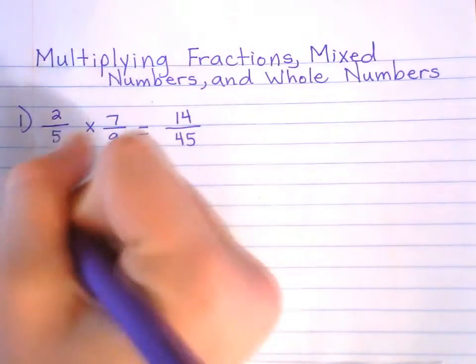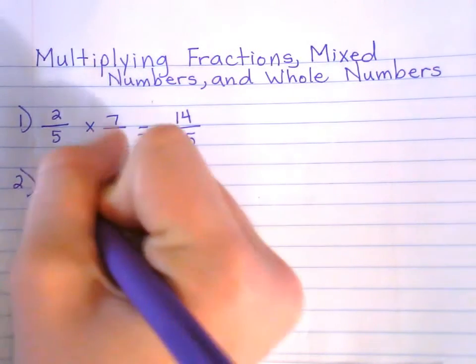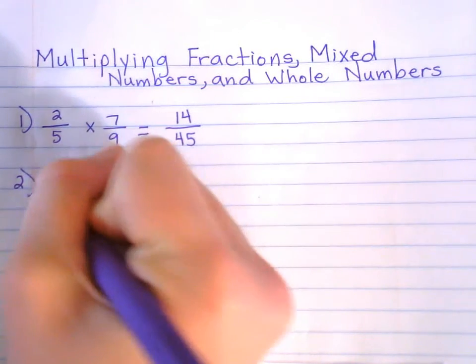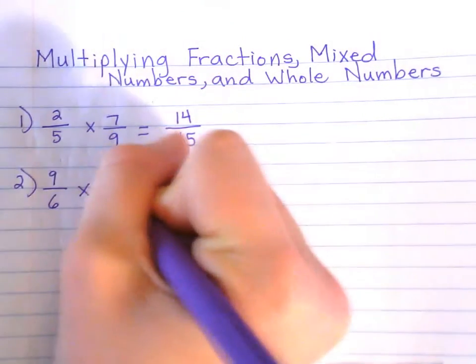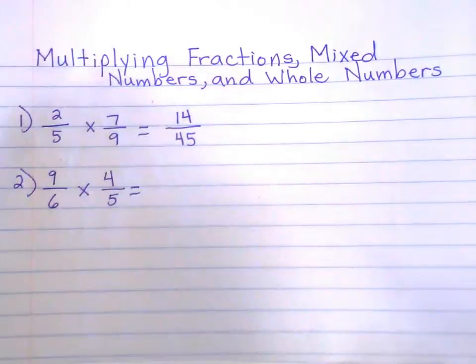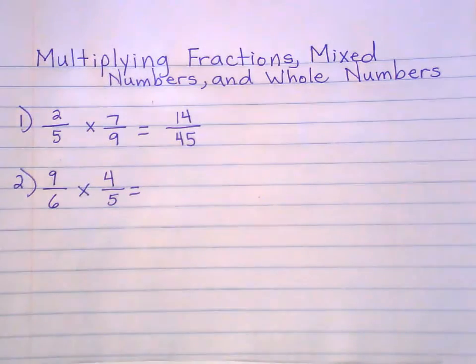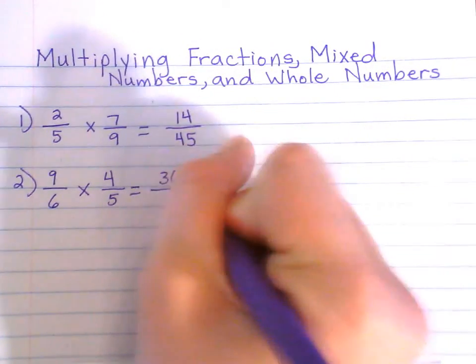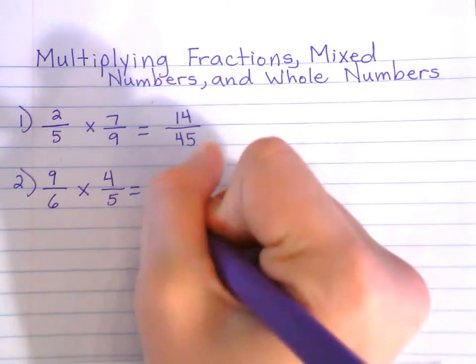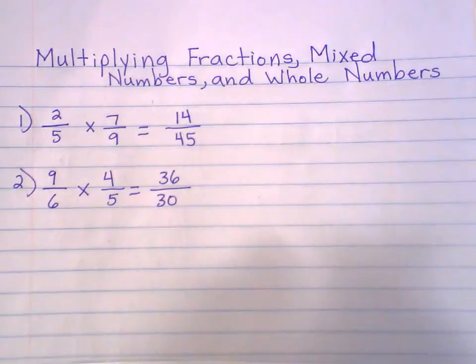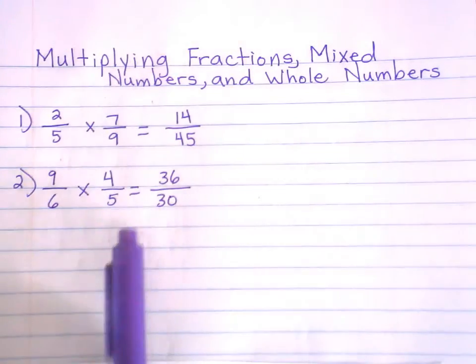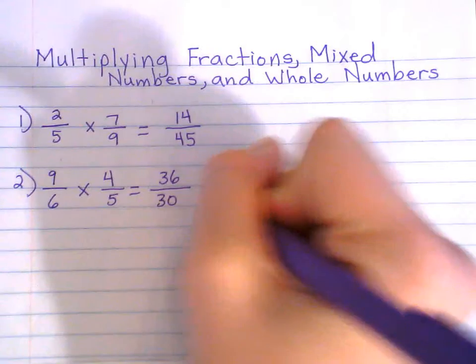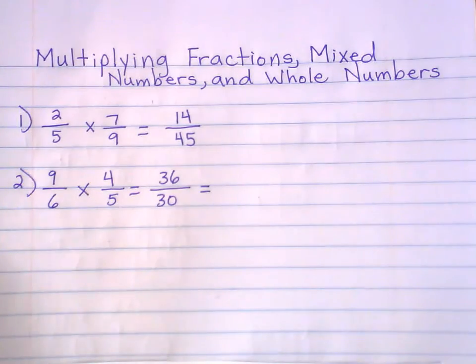So, another one. 9/6 times 4/5. So pause the video and try this one. Multiply straight across. So 9 times 4 is 36, and 6 times 5 is 30. You can leave it like that. If you leave it as an improper fraction, we recommend, though, that you write it in simplest form.